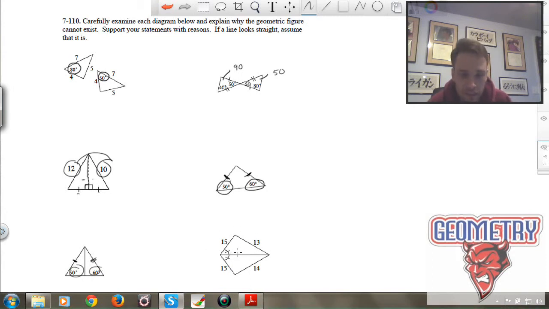And then in this last one here, we have this side of 15 matches up with this side of 15. We have a shared side here, and the angle in between is the same, so based on that information, the triangles should be congruent by side, angle, side. However, the third side doesn't match up. One is 13 and one is 14.